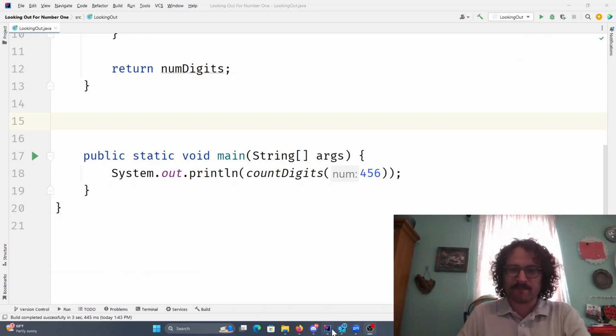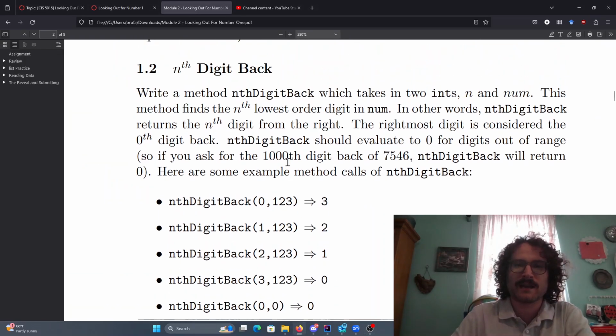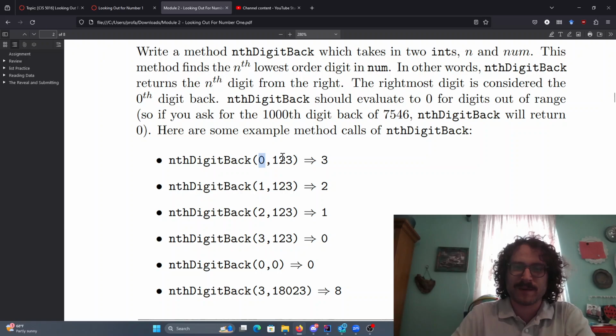Alright, so for this problem, we want to get the nth digit back. Let's go ahead and take a look at that. Nth digit back. So if I want to get the 0th digit back, that means the 0th digit counting from the right. So this gives me 3, 1 gives me 2, 2 gives me 1, right?